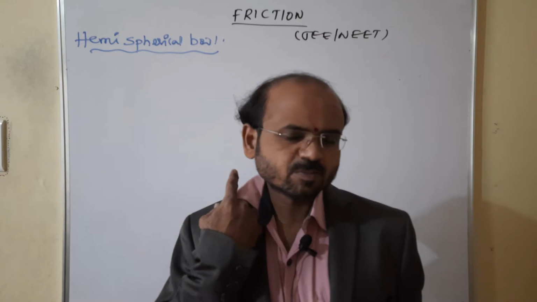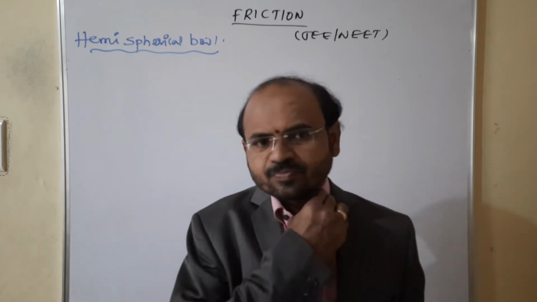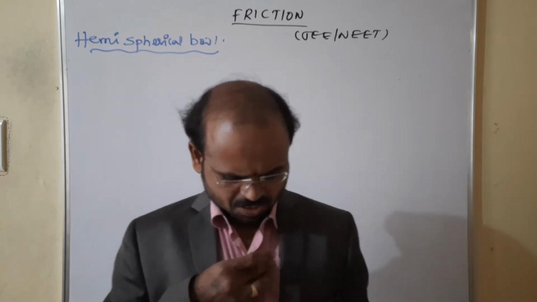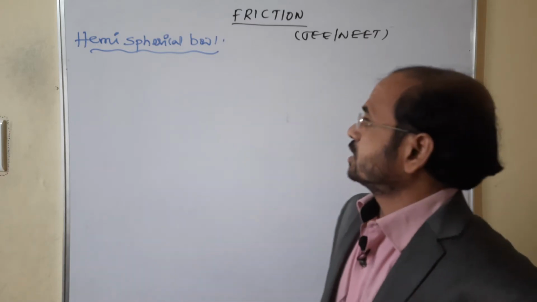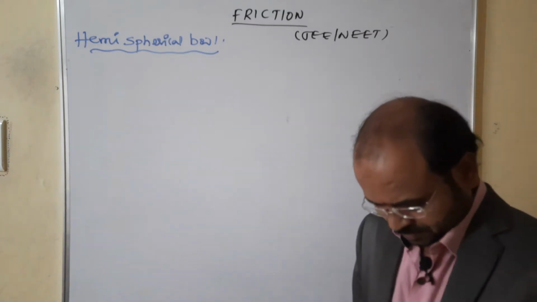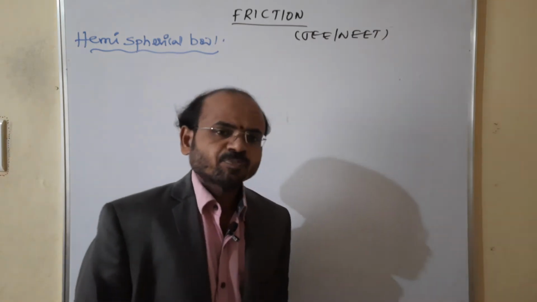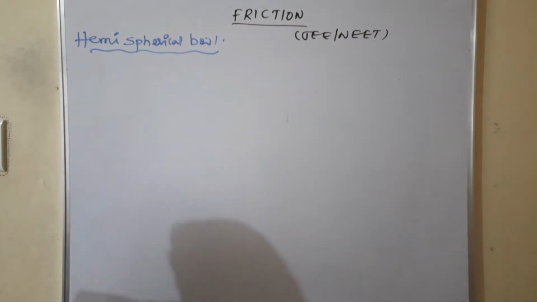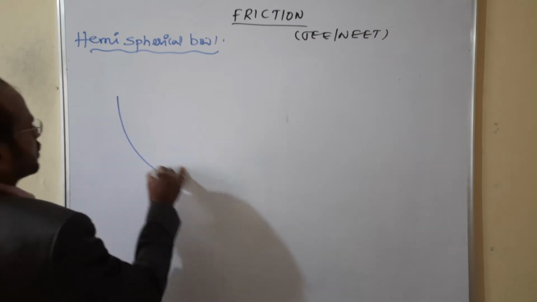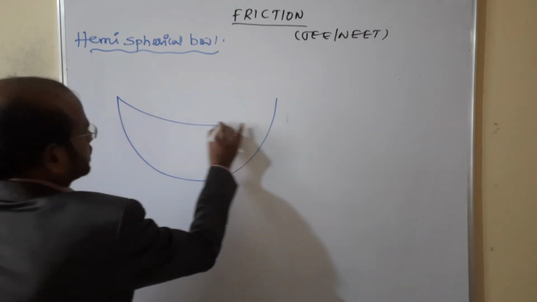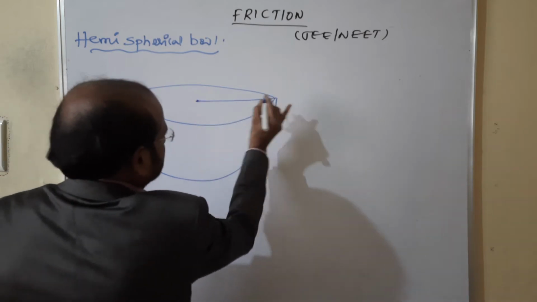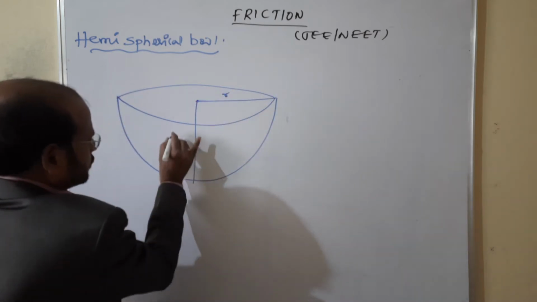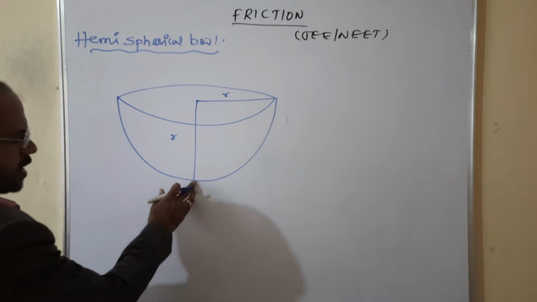Today I want to explain one more concept related to the hemispherical bowl. See, suppose you draw a hemispherical bowl. This is one hemispherical bowl. The radius of the hemispherical bowl is r. Of course, it is also represented as r.